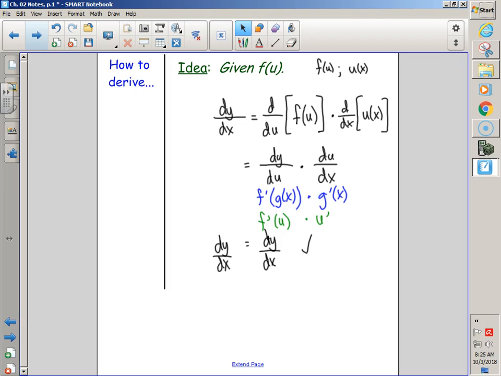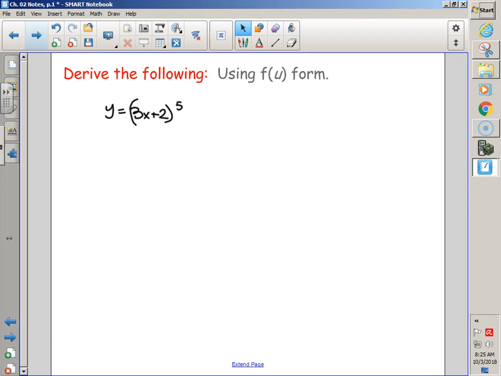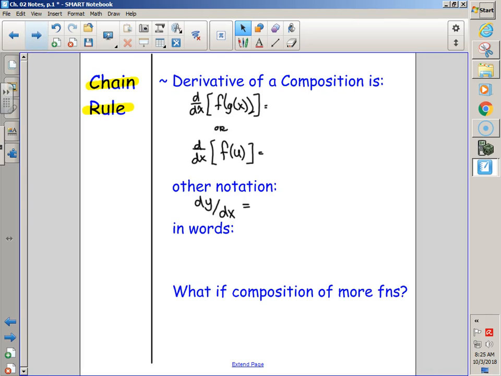Let's get the rule down. Let's not do the rule yet. Let's practice first.